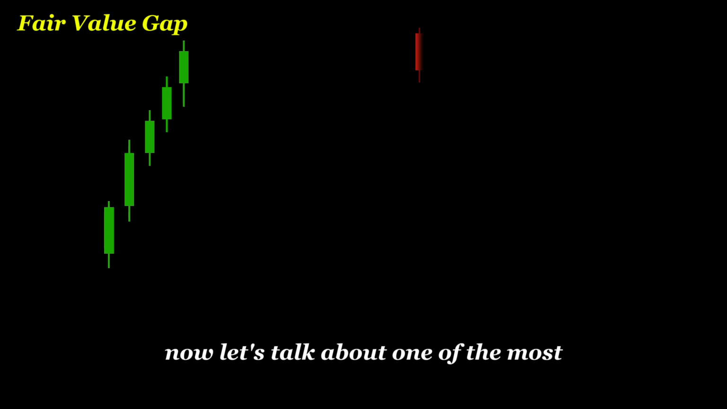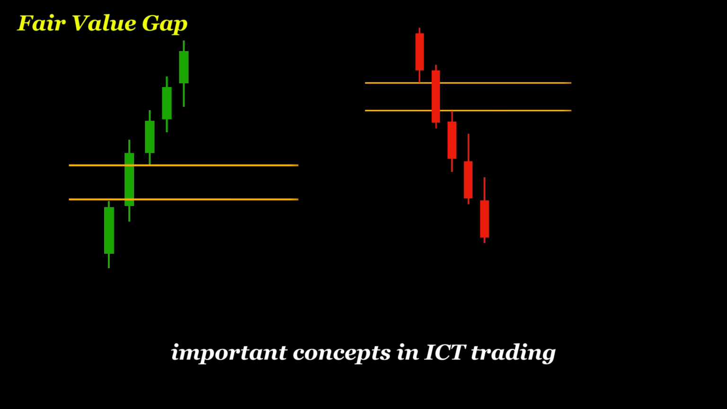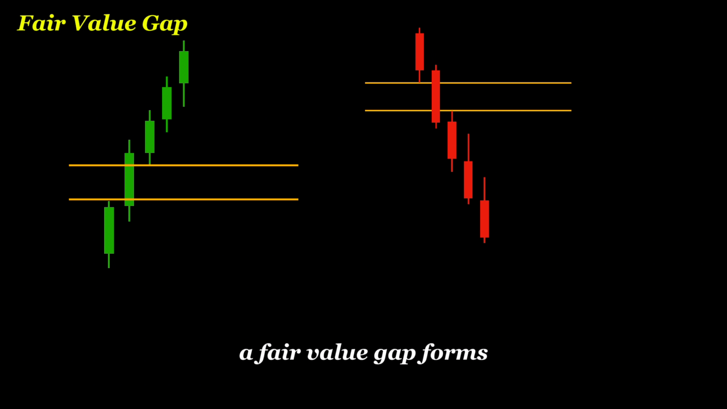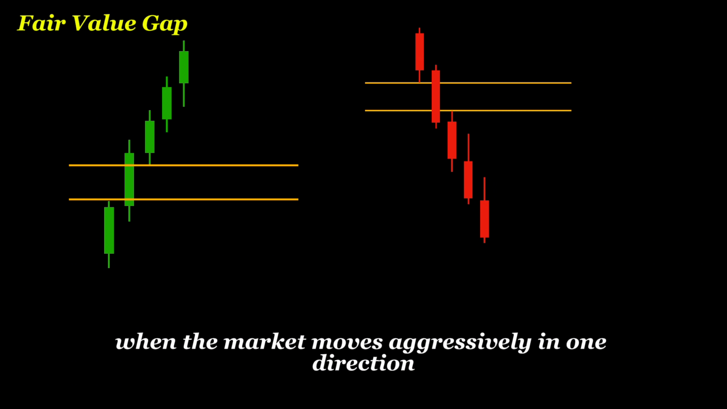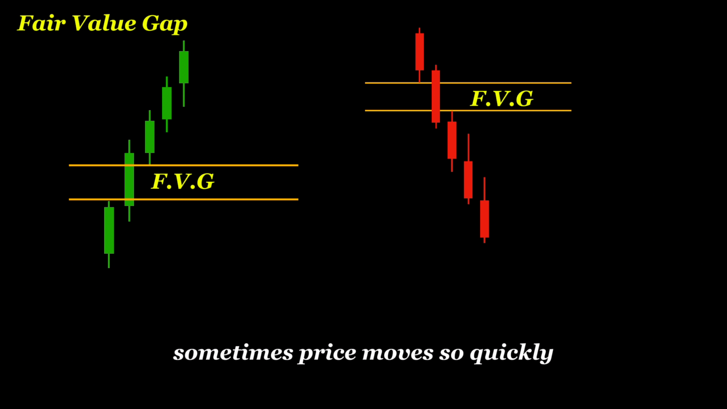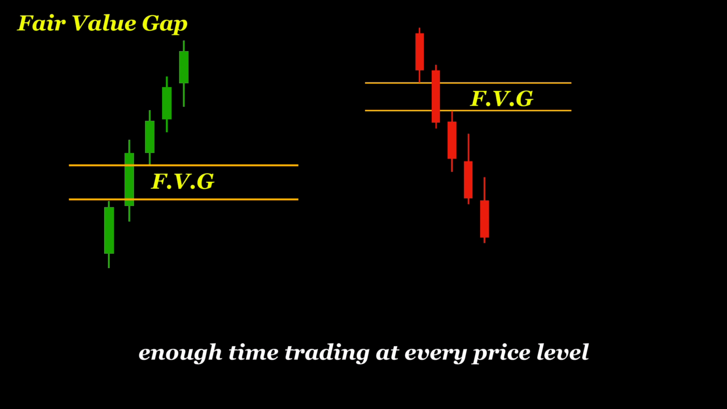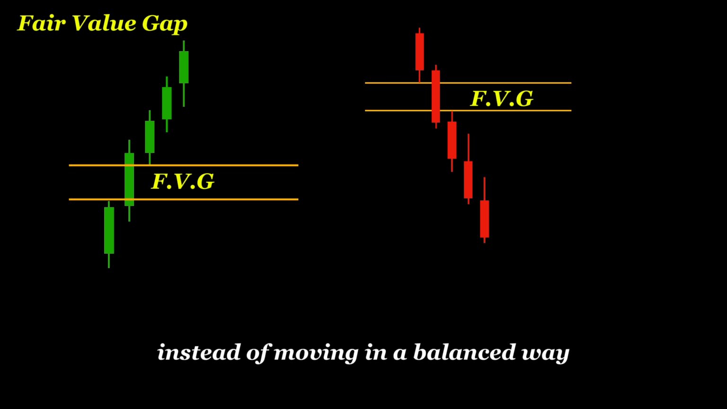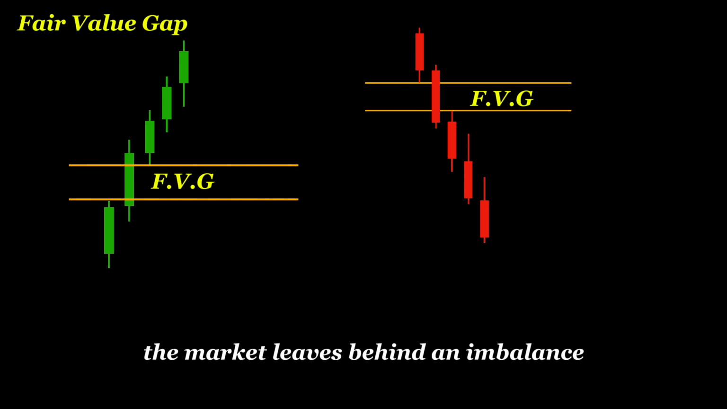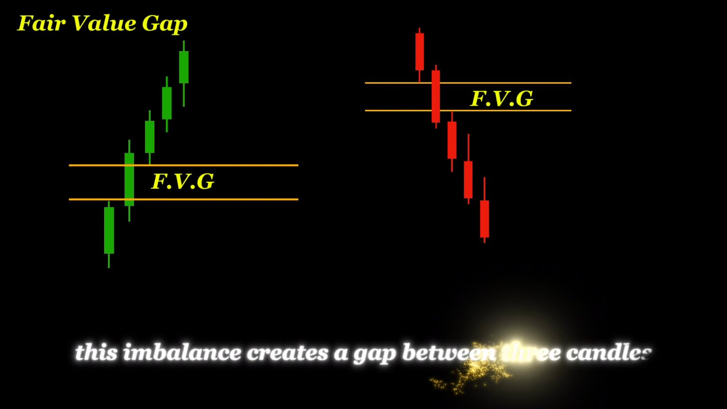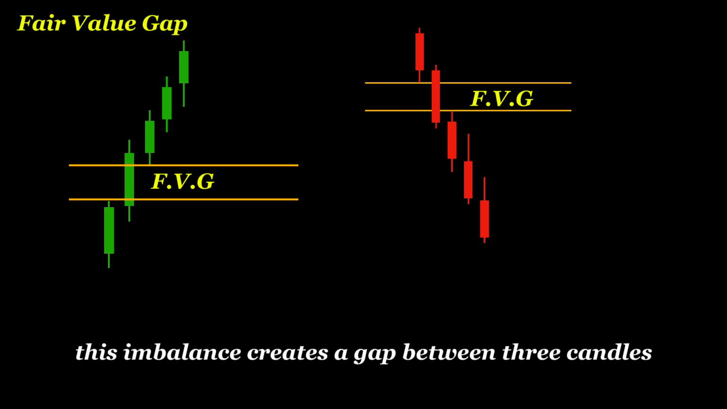Now let's talk about one of the most important concepts in ICT trading, the fair value gap, or FVG. A fair value gap forms when the market moves aggressively in one direction. Sometimes, price moves so quickly that it doesn't spend enough time trading at every price level. Instead of moving in a balanced way, the market leaves behind an imbalance between buyers and sellers. This imbalance creates a gap between three candles.